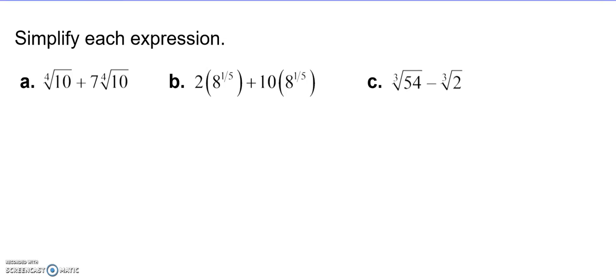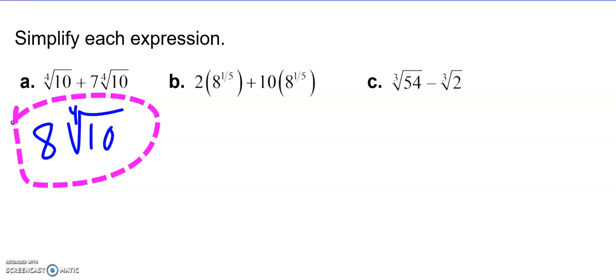So what do I have? I have 8 of them. So this is 8, 4th root of 10. Here, I have 2 times 8 to the 1/5. Remember, 1/5 is actually the same as the 5th root of 8. We have seen that. And here I have 10 times 8 to the 1/5.